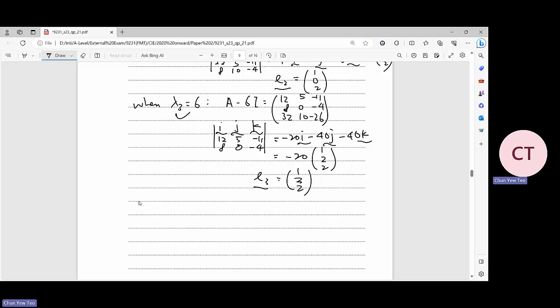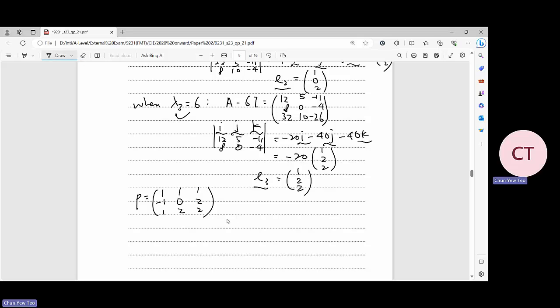Okay, so for my case, my P will be E1, E2, and then E3. E1 was 1, negative 1, 1. E2 just now was 1, 0, 2. My E3 is 1, 2, 2.